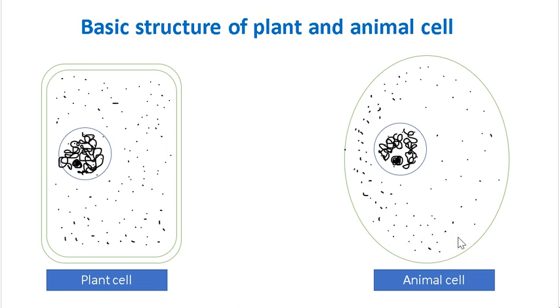Now these ribosomes are helping in the formation of protein through the process of translation. So ribosomes are the main site for protein synthesis. We call them the protein factory of the cell. So this is indicating the ribosomes.